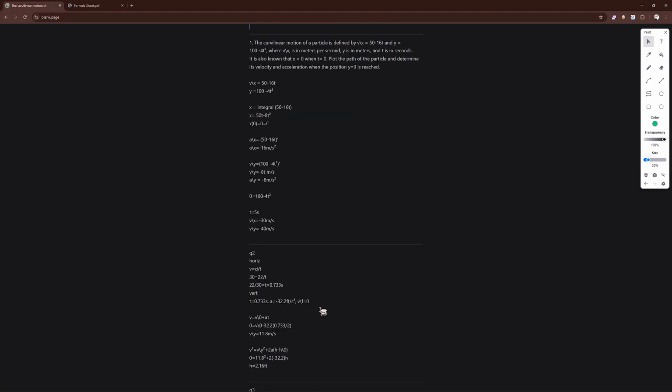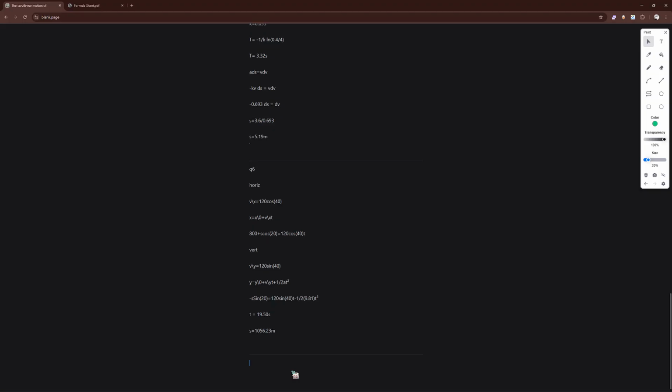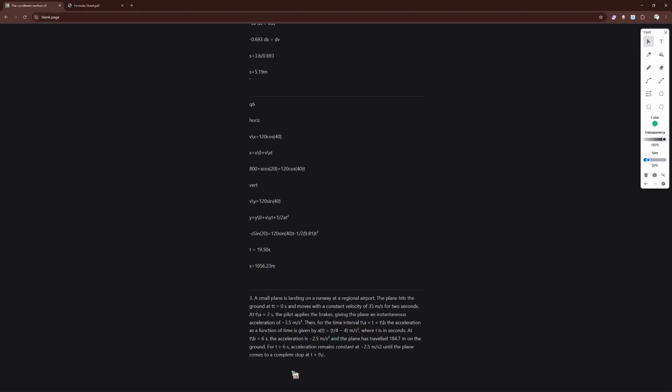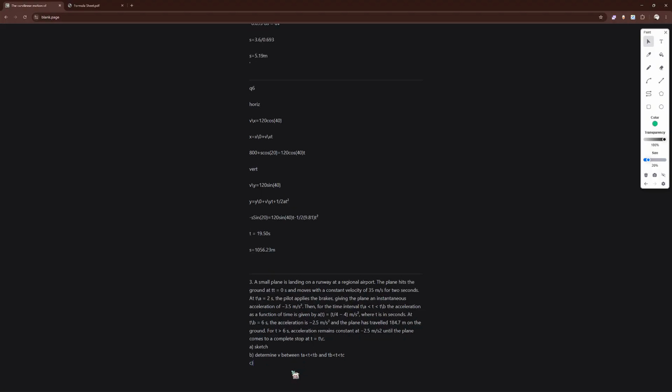Anyways, we're going to be on to the last question, number 3. I did forget to grab part A and stuff to write down, so I'm just going to write those down quickly right now. A is sketch it. B is determine the velocity between TA, TB, and TB, TC. And then part C is the minimum runway length for the plane to stop.